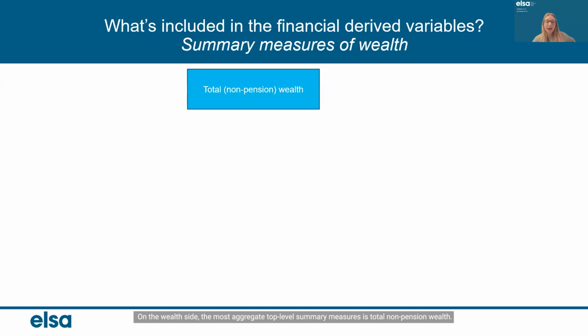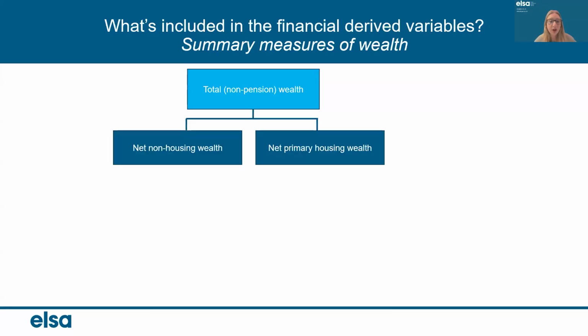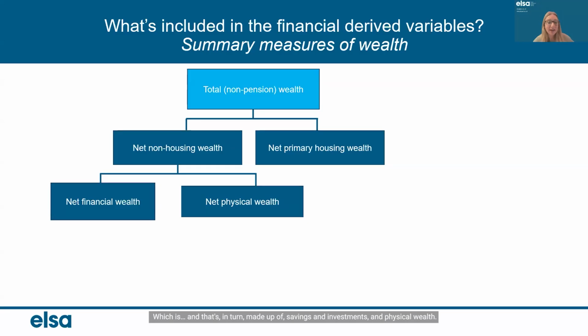On the wealth side, the most aggregate top-level summary measure is total non-pension wealth. As an aside, we do also measure pension wealth, but these are created separately and on a more ad hoc basis. Currently, we've got pension wealth available up to Wave 5. Total non-pension wealth is further divided into primary housing wealth, which is basically the value of your main home, and non-primary housing wealth. Non-housing wealth is in turn made up of savings and investments and physical wealth. Physical wealth is things like second homes, business wealth, land, and that kind of thing.